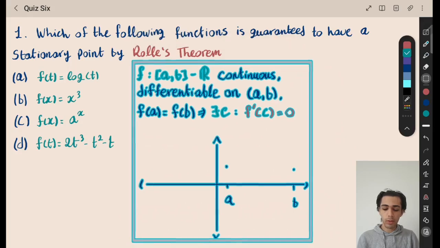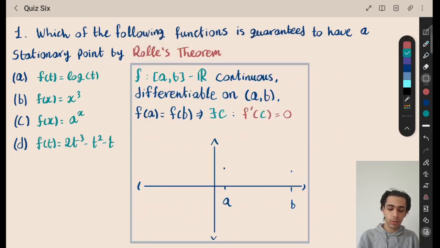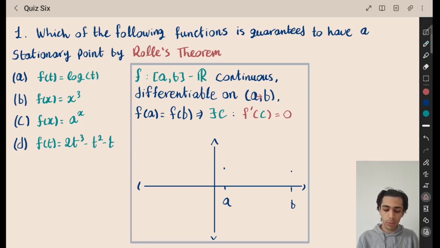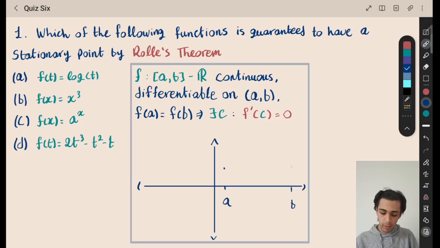It says that if you have a continuous function on some interval [a, b] that is differentiable on the open interval, and you have that f(a) is equal to f(b), then there is a c at which the derivative, so not the function, the derivative, is equal to 0. And let's try to briefly make sense of this.